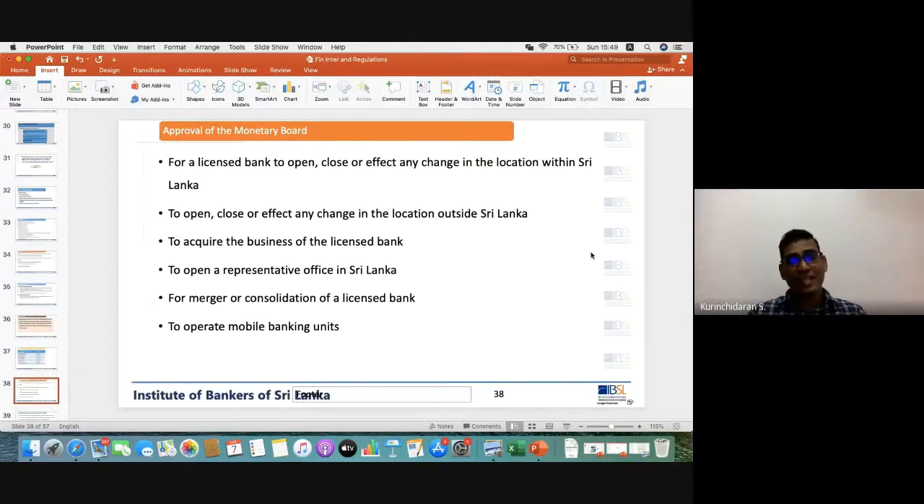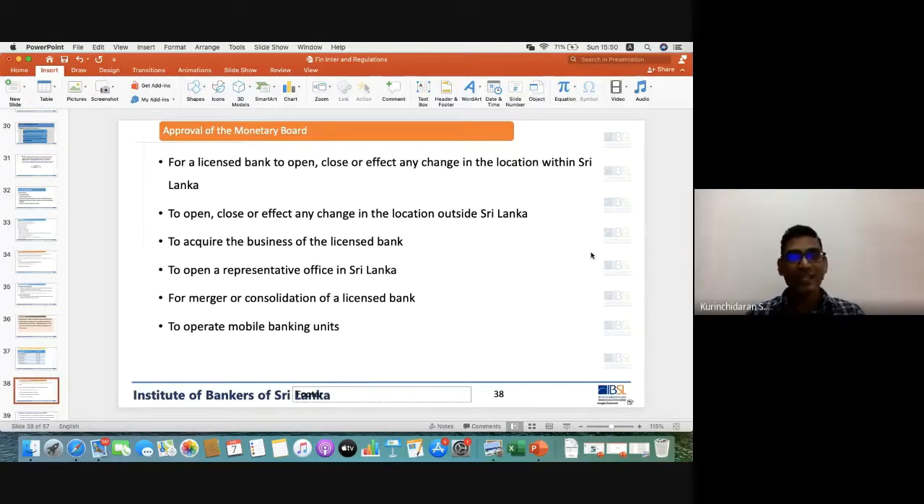And the Banking Act also says certain activities of the banks need Monetary Board approval, right? Okay, so what are those? Let's look into a few items. For licensed banks to open, close, or effect any change in the location within Sri Lanka. If a licensed bank wants to open a branch, close a branch, or move a branch from one location to another location, they need to get Monetary Board approval in advance, right? Also to open, close, or effect any change in the location outside Sri Lanka, right?